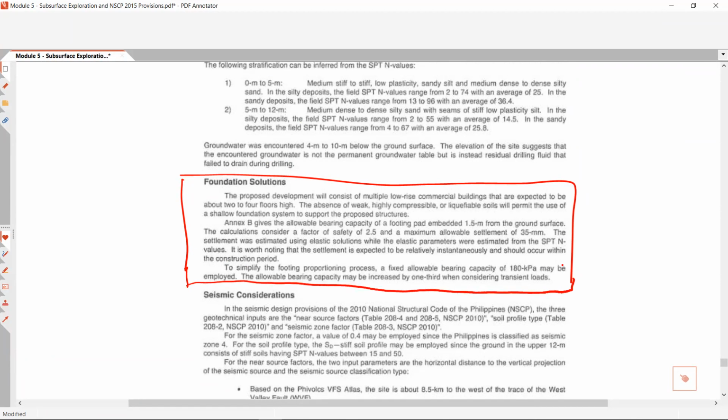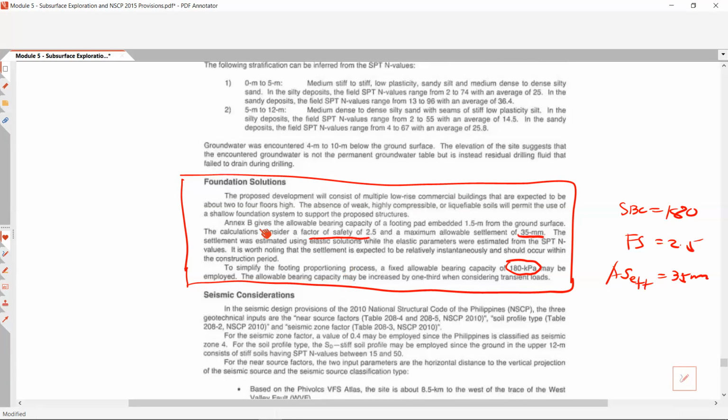So let's say the main highlight of this foundation solution is using a fixed allowable bearing capacity of 180. So therefore, we are using SBC to be 180. We need to design all our foundations at 180 kPa. Then we need to use this factor of safety of 2.5. Okay, so you need to use a factor of safety of 2.5. Then also allowable settlement of 35 millimeters according to the geotechnical report.